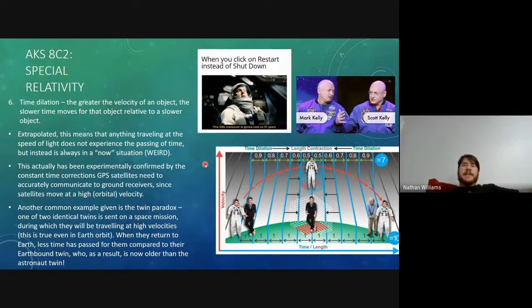And of course, these two guys have been studied for other reasons as well, the effects of microgravity on the body and things like that. But this is the twin paradox made real, which is really where they become significant for our purposes. It's a really interesting scenario, and I recommend that you look into it.